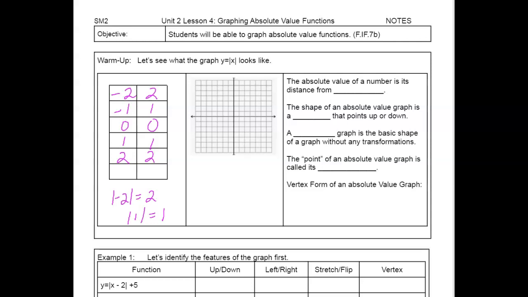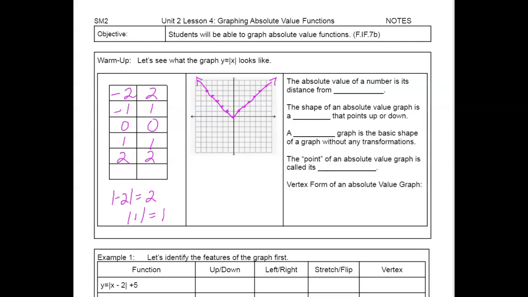So -2, up 2; -1, 1; 0, 0; 1, 1; 2, 2. And if we would keep going, we would end up getting all the numbers, and they're always going to be positive, so your graph's always going to be above the x-axis. And it's going to end up making this V shape. Try to draw this. I'm using a tablet, so it's hard to make it straight.